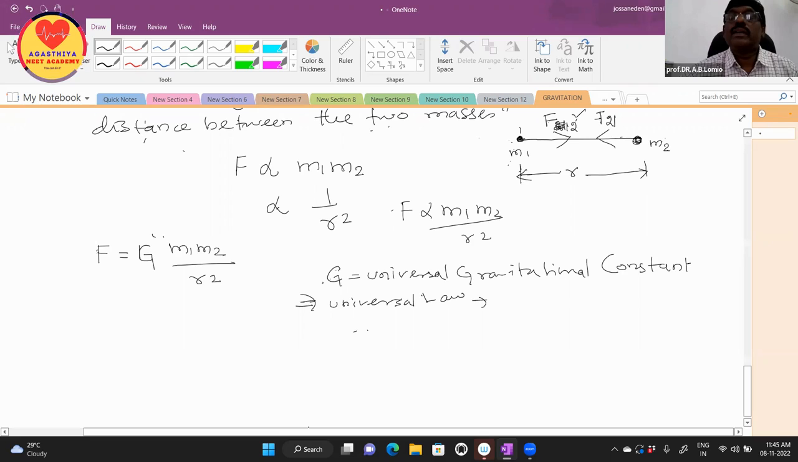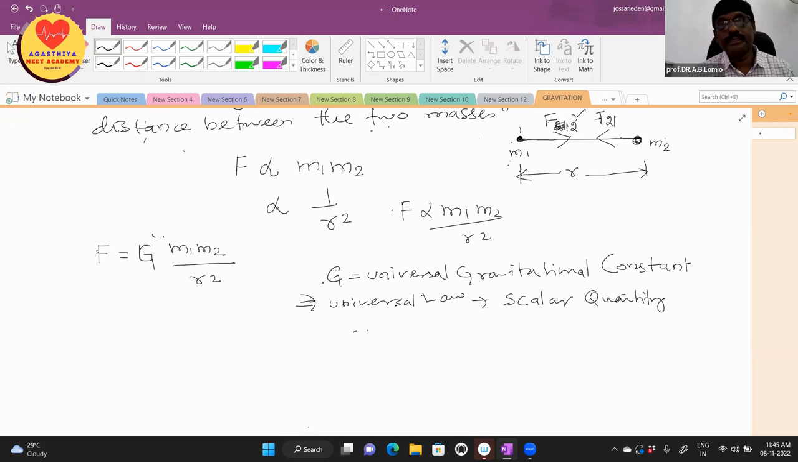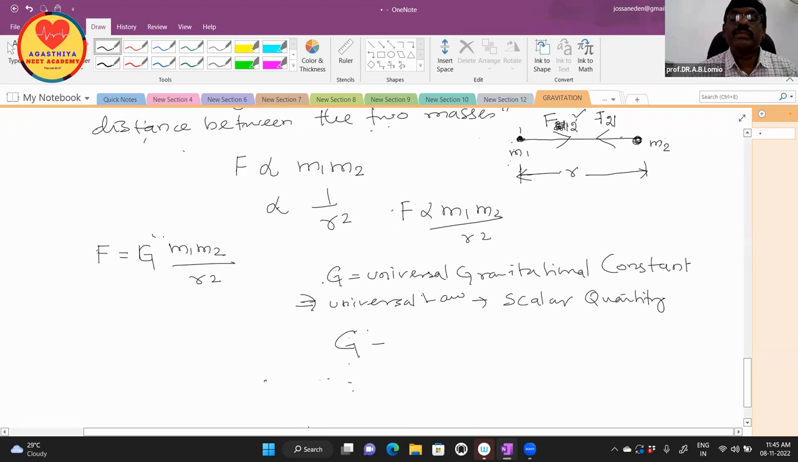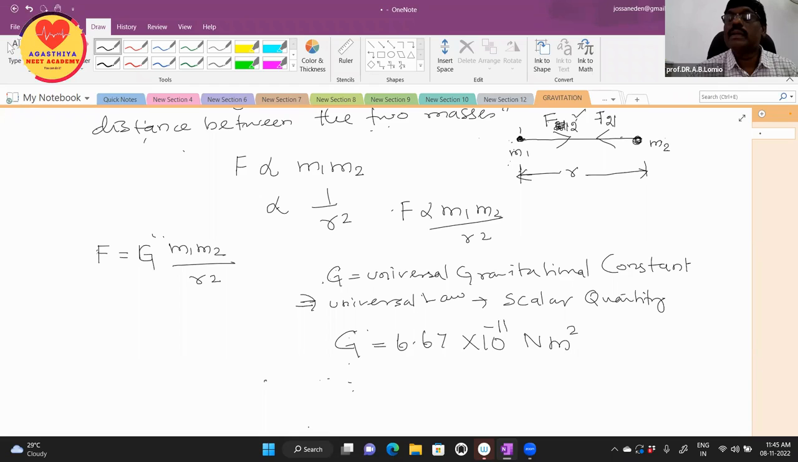G is a scalar quantity, not a force. I'm talking about the constant G. You have to remember this constant value, which is very useful to solve problems: 6.67 into 10 to the power of minus 11 Newton meter squared kg to the power minus 2. This is the unit of G.